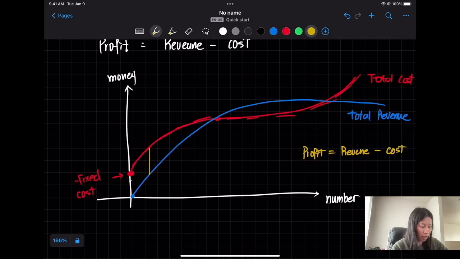So in here should be what? This is your profit. This is going to be negative, right? Because you don't make enough money to cover the cost. However, after that turning point, this is going to be your profit, a positive profit, right? Because you make more than the cost, and then when you reach some threshold, it's going to change. So that's how you read this graph.